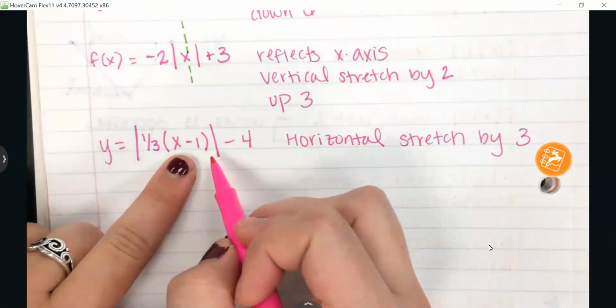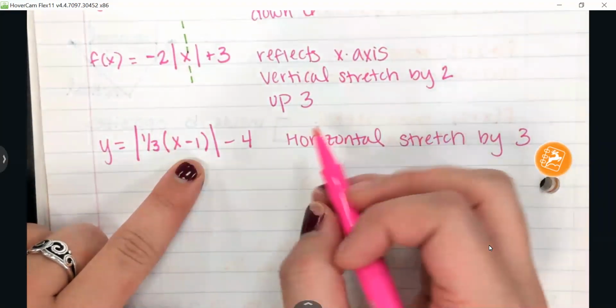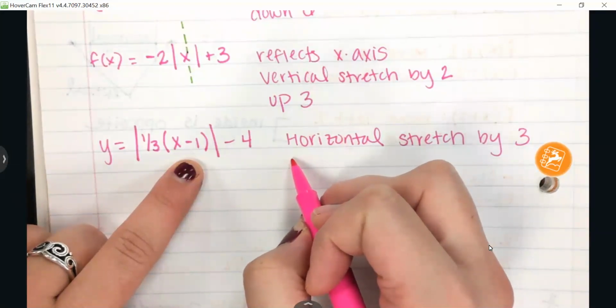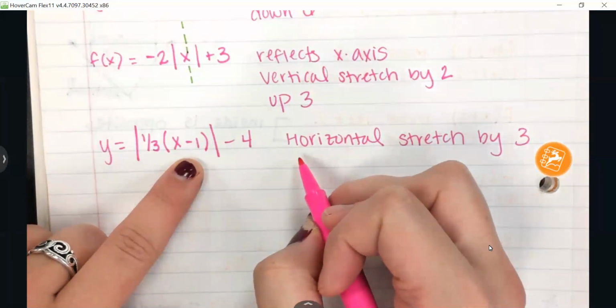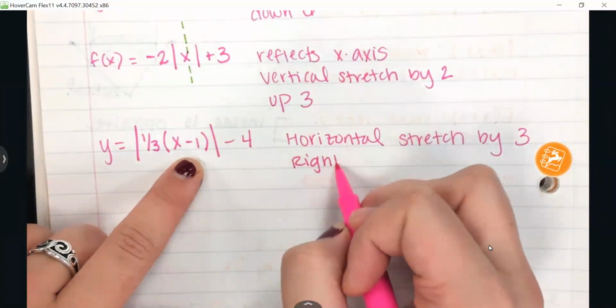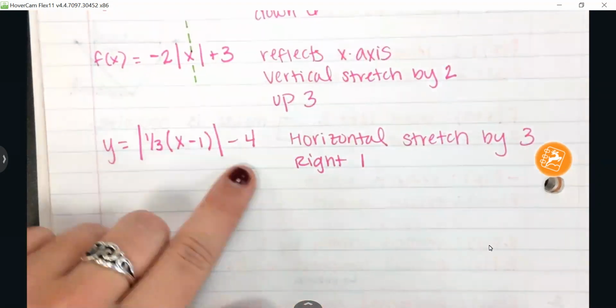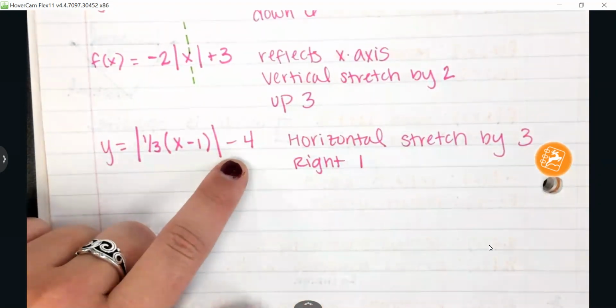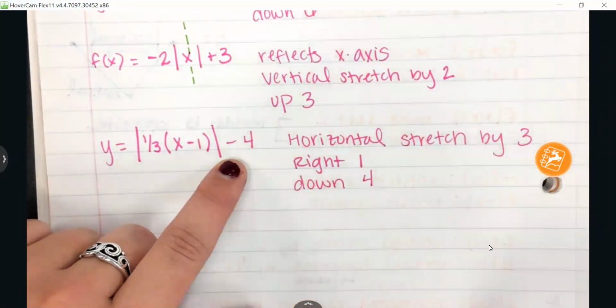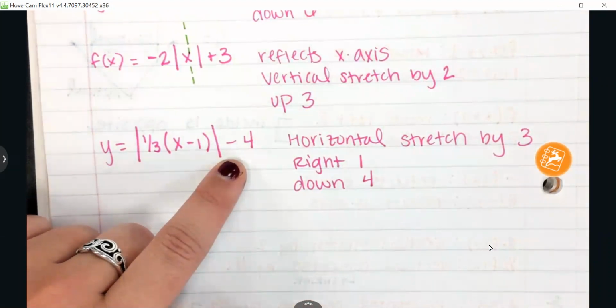I have a -1 inside. So what direction is it moving? It's moving right. How many times? 1 time. I have a -4 on the outside. Which direction is it moving? Down. How many times? Down 4. Questions?